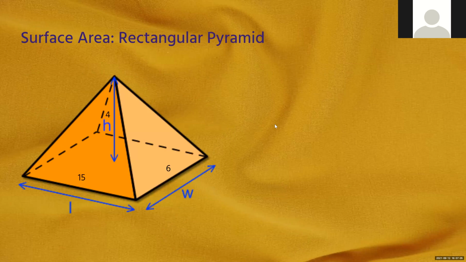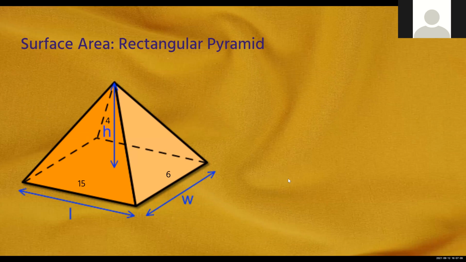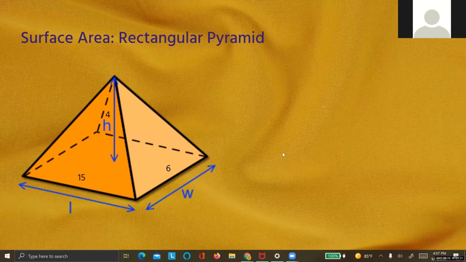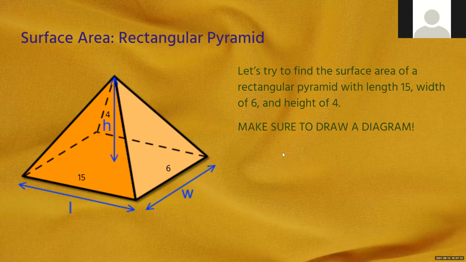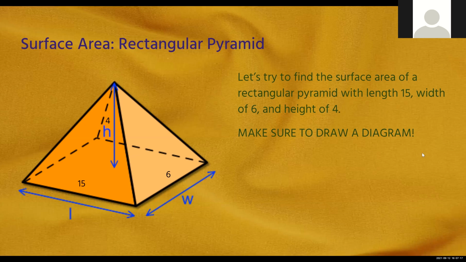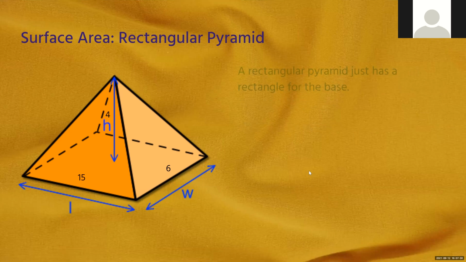Okay, so we're going to quickly go over rectangular pyramid, and then we want to get through the breakout room activity. So I'm just going to talk through this. Let's try to find the surface area of a rectangular prism with a length of 15, a width of 6, and a height of 4. So we have to draw a diagram. You can see on the left that we have drawn a diagram.